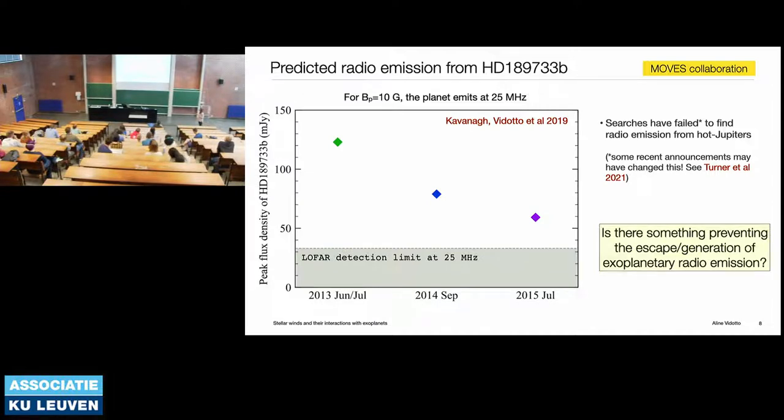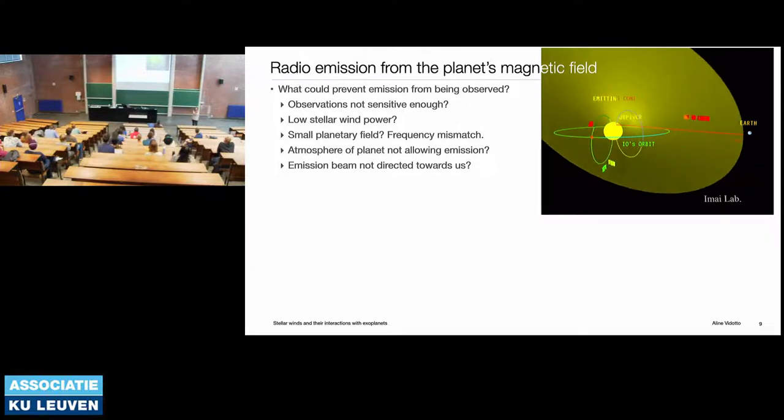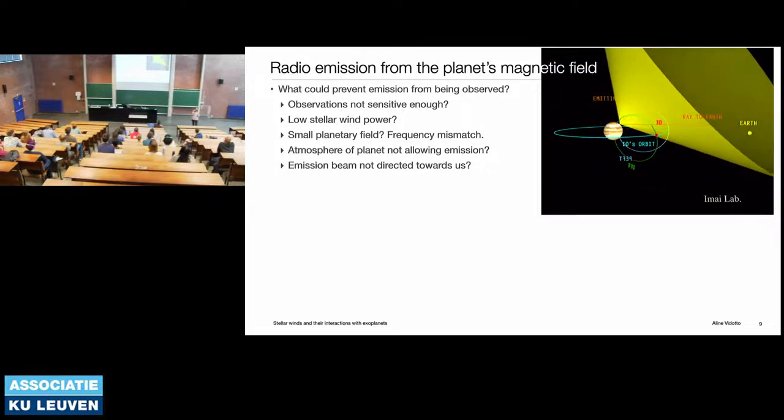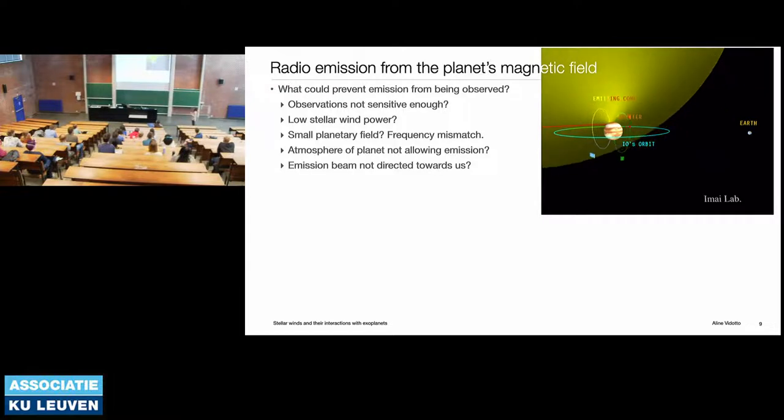Now, I have to tell you a secret. We have LOFAR observations and we don't find any emission, but we do predict higher values. So there is a question: what is wrong? If the observations don't catch what we predict, is there something preventing the escape or generation of the radio emission from this planet? The list of what could go wrong is really long. One of the points I would like to make is that this emission occurs along the walls of a cone, so you can only see this emission when the cone crosses your line of sight. Therefore, if you are not monitoring, you might miss this emission.